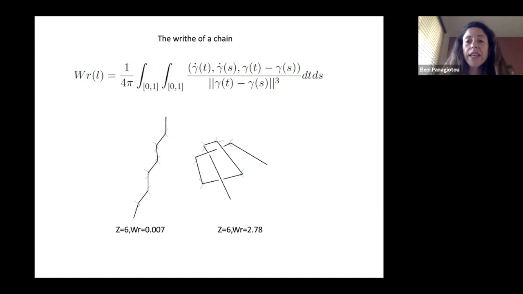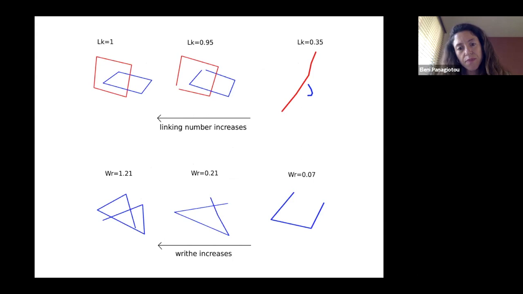Okay, so great. We have these measures, and they existed since Gauss, basically, but it took us a while to actually dare to apply them to open curves, though people have been doing this for a while. So we want to apply it now. Here are some more examples of how this number changes. But then we go on to apply it to these polymer systems.